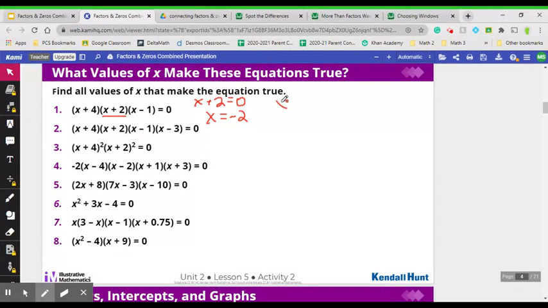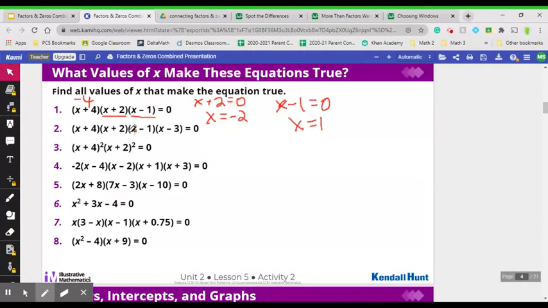And then I could look at the last parentheses. So I have x minus 1 equals 0. And that's for this one. Well, that means that x is going to have to be equal to 1. So it turns out that -2, 1, and then the -4 we had before are the three values that would make number 1 equal to 0.